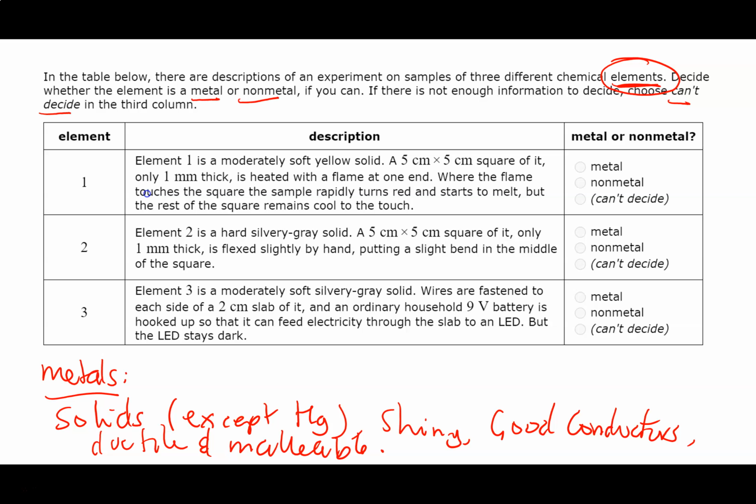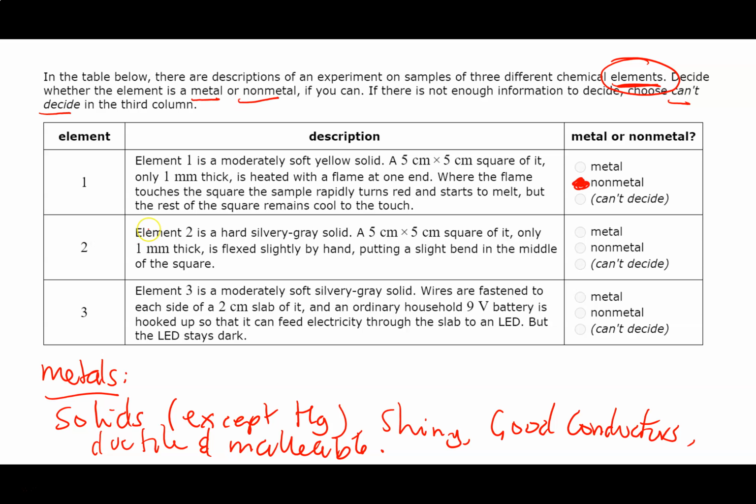Where the flame touches the square, the sample rapidly turns red and starts to melt, but the rest of the square remains cool to touch. So it's got a low melting point, and it just heated up really quickly in one spot rather than conducting the heat away. So I'm going to say it's not shiny, it's dull, and it's a bad conductor. It's got to be a non-metal.